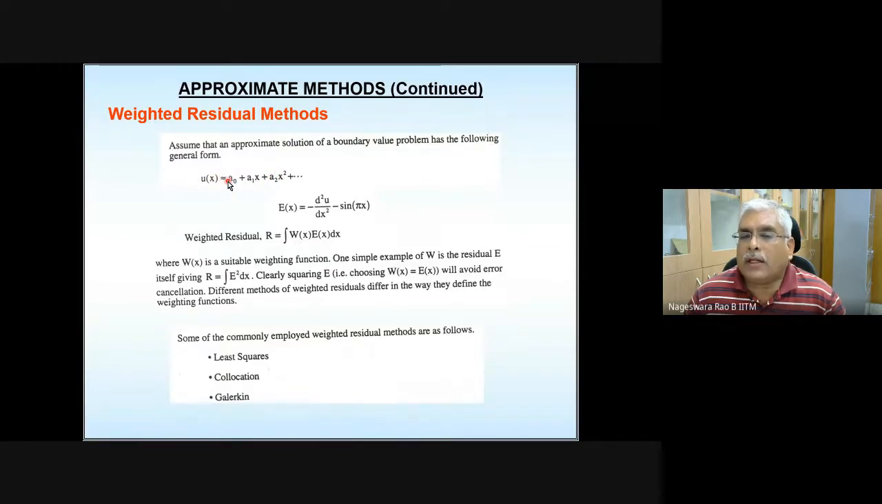This trial solution is an approximate solution. I don't know what A naught, A1, A2 are. And please note that the coefficient of A naught is 1, the coefficient of A1 is x, the coefficient of A2 is x squared. How are these picked? Here 1, x, x square, and the next term, if you want, should be x cube. You cannot skip some intermediate terms and then say the next term is x power 4, something like that. So this sequence should be maintained: 1, x, x square. All these are coming from Pascal's triangle.